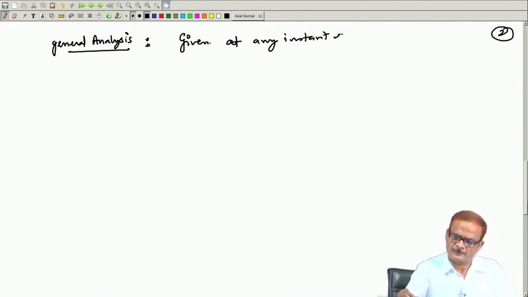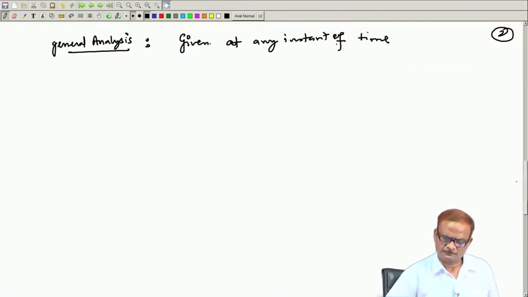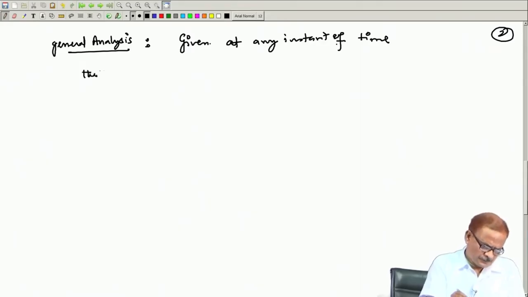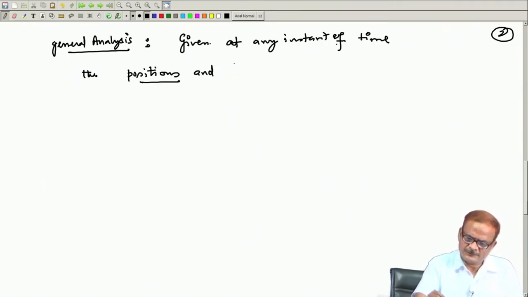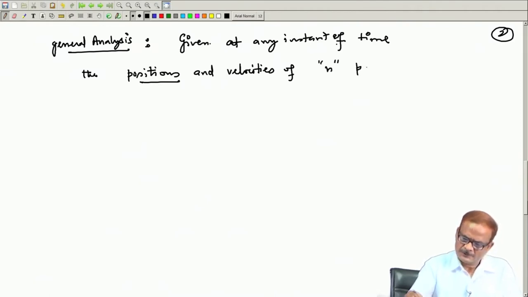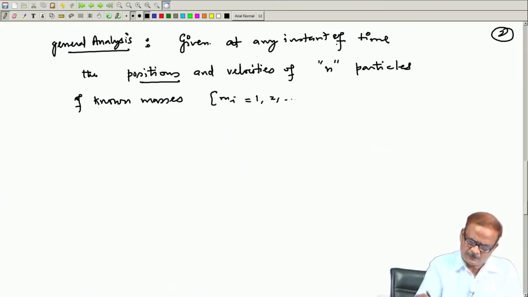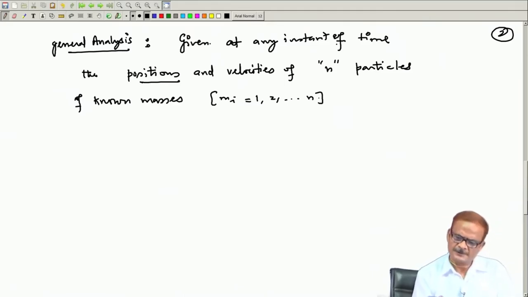Given at any instant of time, the positions, and positions means position vectors, positions and velocities of n particles of known masses. So, masses are known, and initial positions and velocities are known.